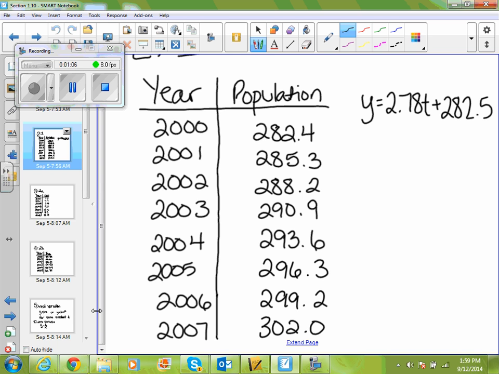Okay, what mark? No, just put it in your calculator. Yep.